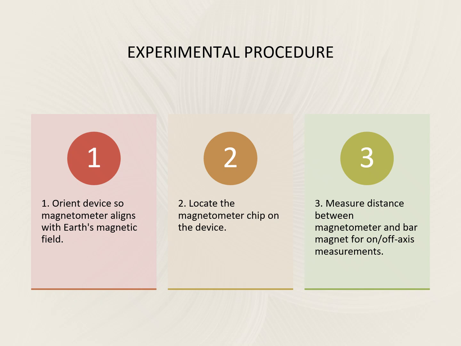So, experimental procedure. First, we oriented our device so the magnetometer aligns with Earth's magnetic field. Next, we located the magnetometer chip on the device, which in this instance was our phone. And then third, we measured the distance between the magnetometer and the bar magnet for on and off axis measurements.